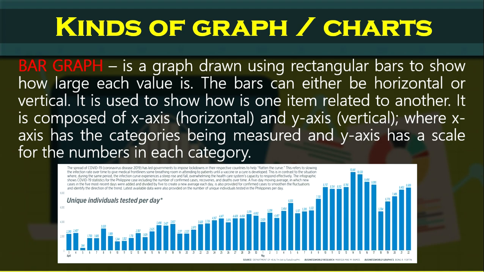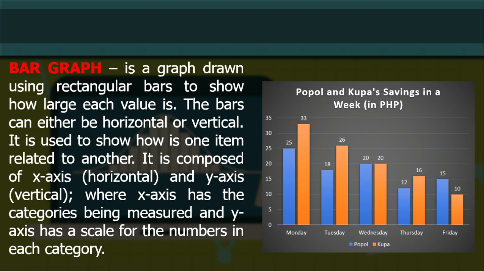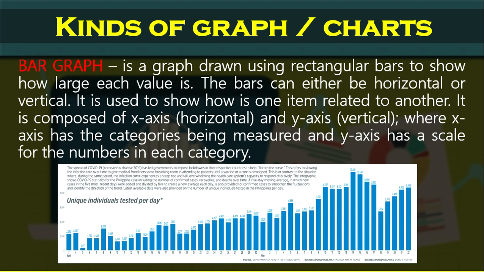So as you can see here, in our example, unique individuals tested per day, it used vertical bars. While here, also, it used vertical bars for the other example. I forgot to present an example that used horizontal bars, but it can be either horizontal or vertical. And also, when it comes to bar graphs, each category has its own bar. If you look at this, we have the x-axis for its categories and the y-axis for the frequency or the count.